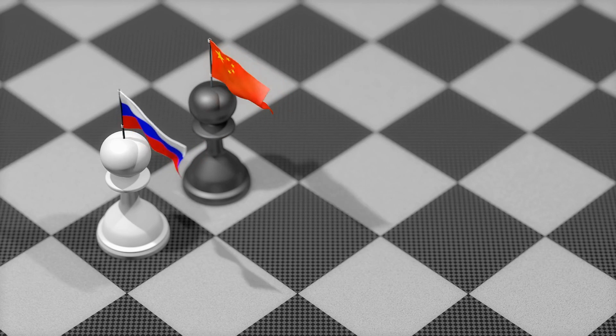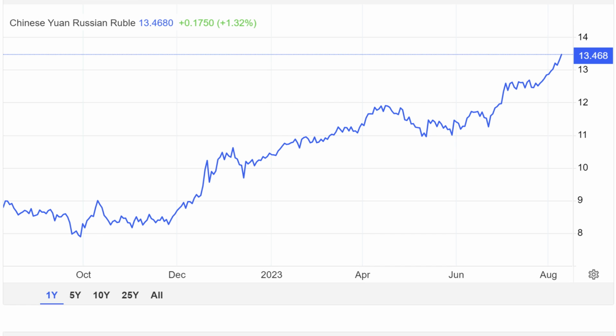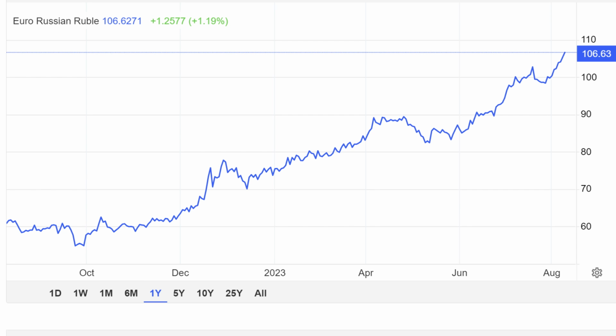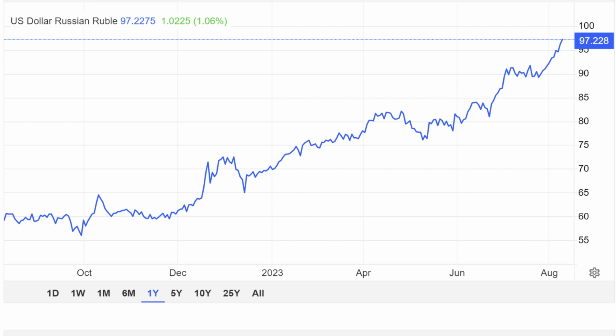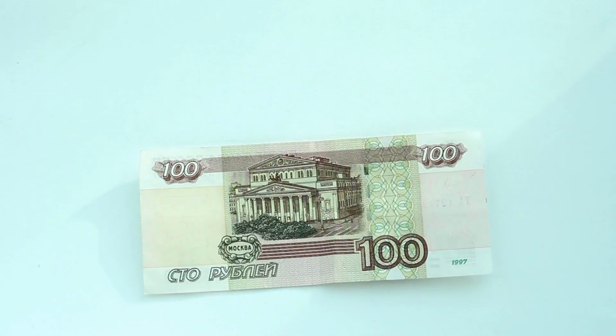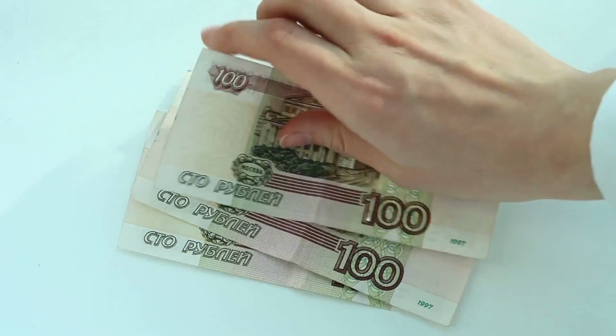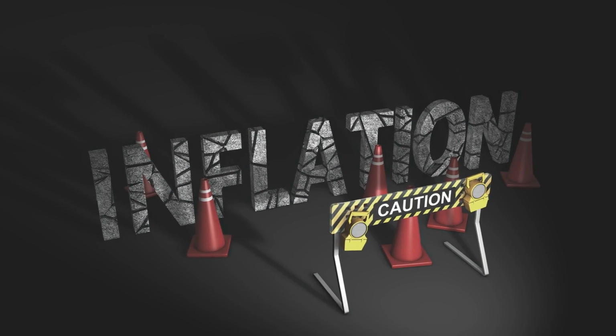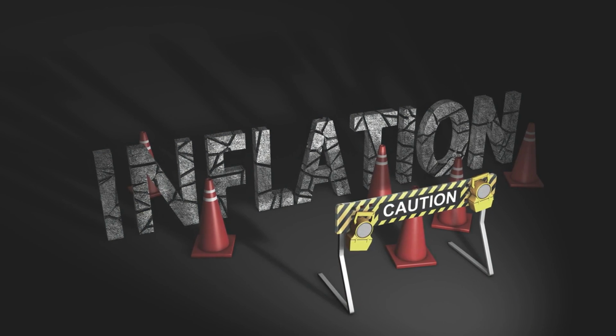Now, as we saw earlier in the video, over the course of the last 12 months, the value of the Russian ruble has fallen by 53% against the Chinese yuan, 75% against the euro, and also 62% against the US dollar. So what that tells us in terms of imports is that the cost of all of those imports has risen significantly for Russian consumers. So you would have expected inflation to have increased dramatically.